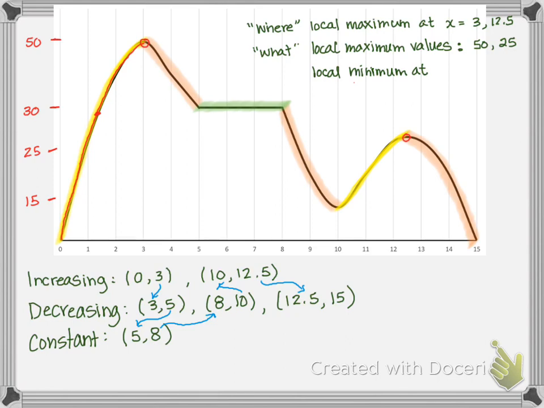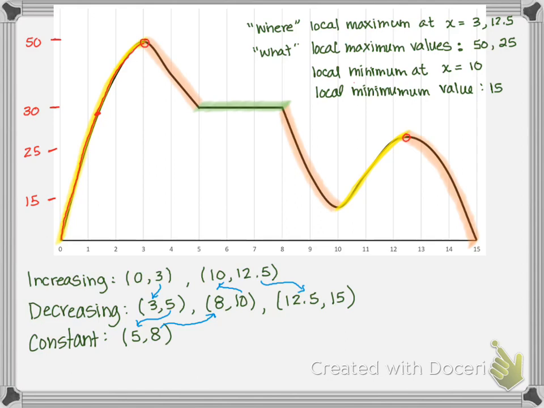At 10, right? So the bottom of a valley. So that means a local minimum occurs if we are decreasing into it and increasing out of it. So at x equals 10, what is my local minimum value? 15. Good. So I obtain a minimum value of 15 at x equals 10.